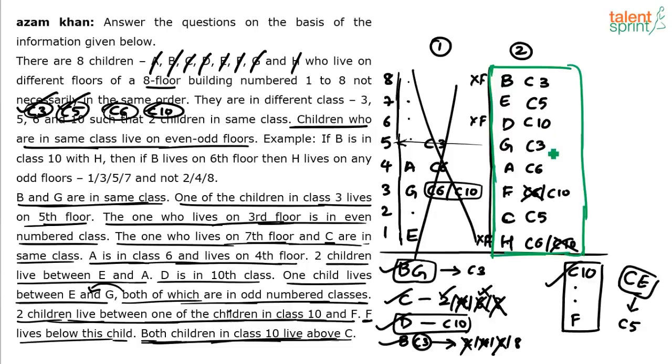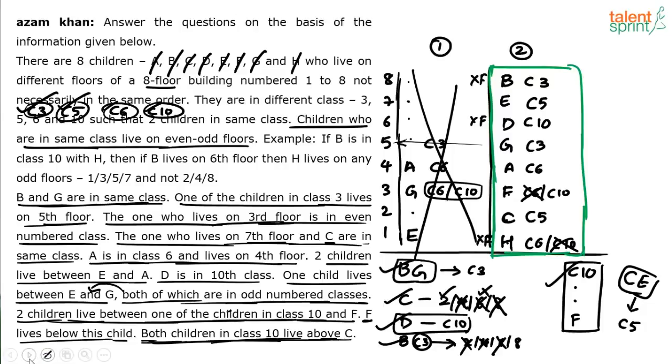You can also observe children in the same classes have to be on even odd floors. So C6 odd floor, C6 even floor. C5 even floor, C5 odd floor. C10 odd floor, C10 even floor. Then C3 odd floor, C3 even floor. So that condition, that was the most important condition, that also has been satisfied. Now I think we can answer the question.